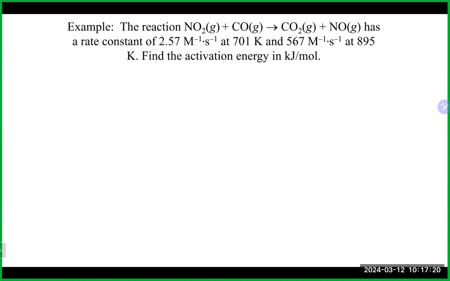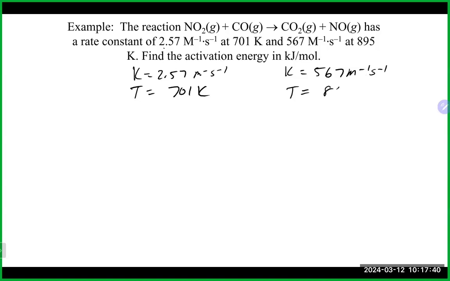Okay, so let's take a look. Obviously we have 2 rate constants here. We have a K that is 2.57 and another temperature there, 701. We have another K at 567 and our temperature at 895 Kelvin, and we're looking for the activation energy. In this case, our temperatures are in Kelvin, so we don't have to do anything with them. I'm just going to call the first ones 1s and the second ones 2s. It really doesn't matter as long as you keep the values that go together.